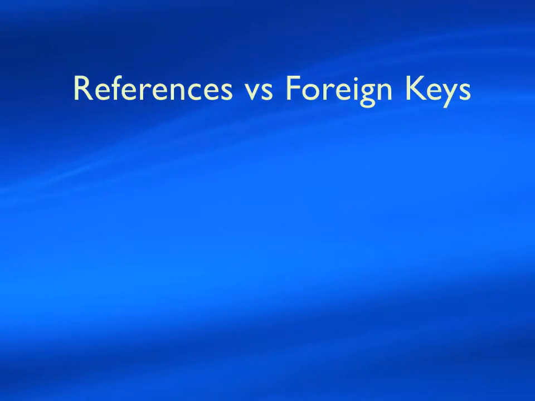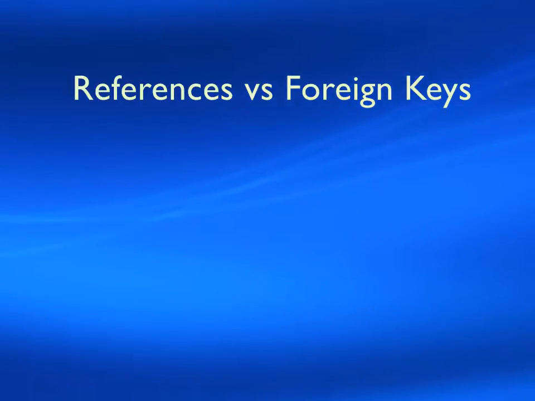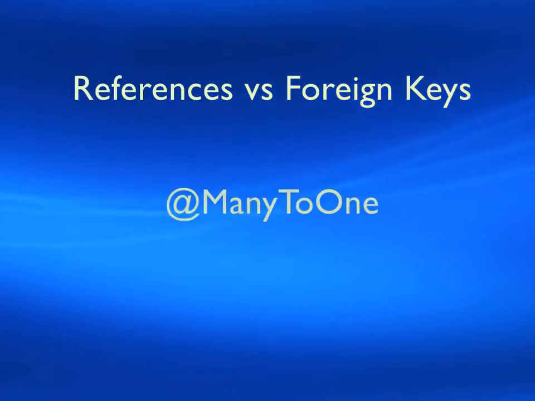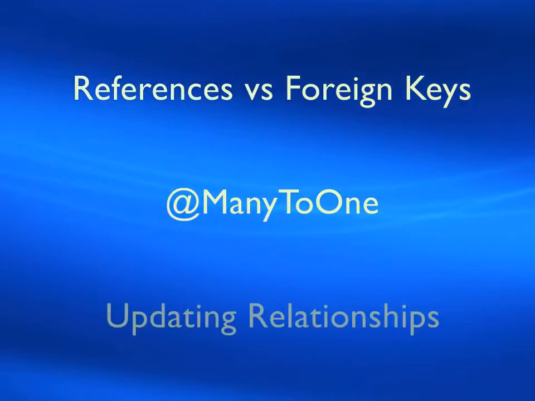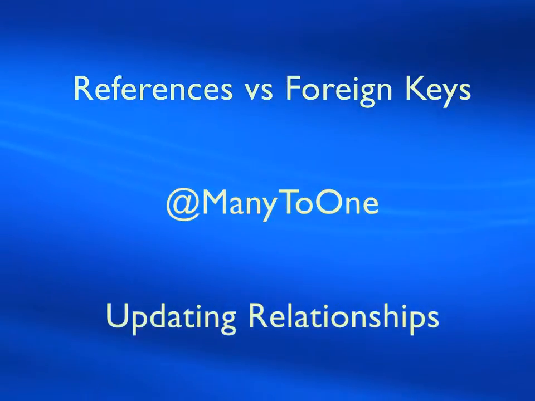A single annotation is all we're going to need in this chapter, and it is called many-to-one. We'll also see how to update relationships, which again should feel like natural Java.